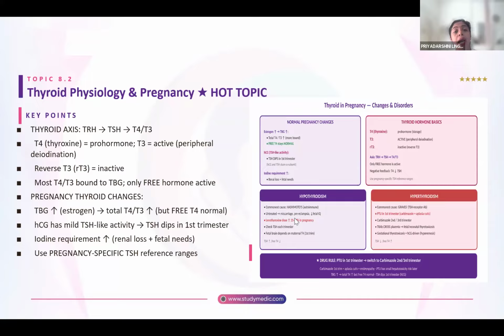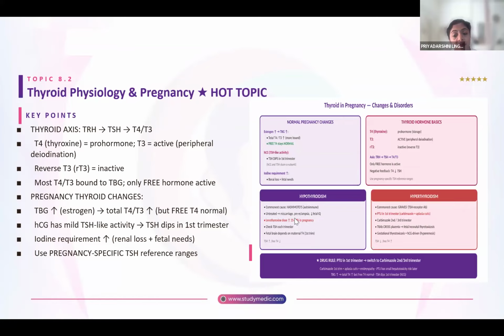Now, coming to hyperthyroidism. The most common cause here is Graves' disease. In Graves' disease, what do you commonly see? The TSH receptor antibodies will be present. So, what is the drug of choice here? Propylthiouracil in the first trimester, because if you use the other drug, carbimazole, it can be associated with aplasia cutis. Carbimazole is safer to be used in the second and third trimester.